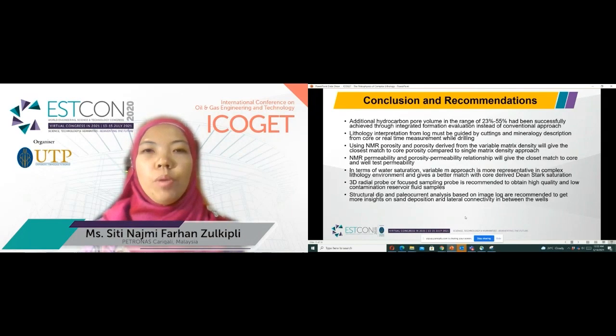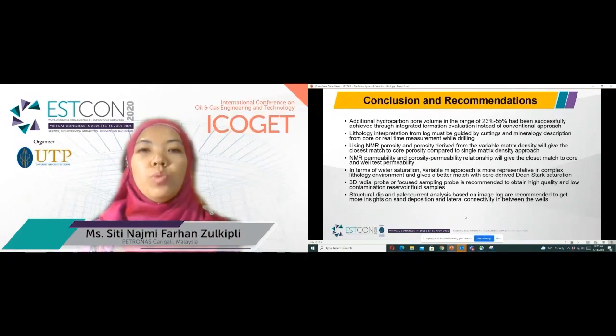3D radial probe or focus sampling probe is giving the best quality of reservoir fluid and the lowest level of fluid contamination. Last but not least, the deployment of image log is highly recommended in this complex lithology environment to give information on the sedimentary features, to determine the direction of the sand deposition, and to examine the possible lateral sand connectivity in between the wells.